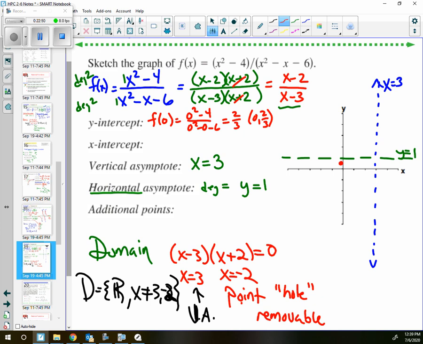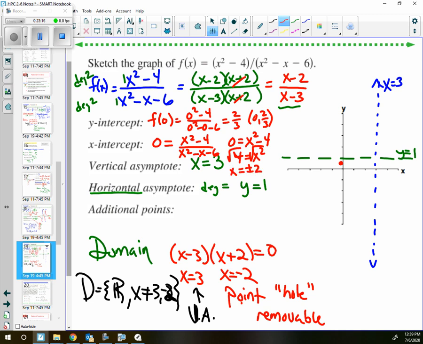Okay, let's see if we can find an x-intercept. That's solving this equation, setting 0 equal to the function, and then solving. Now remember, it doesn't really matter what your denominator is here, because you're going to multiply both sides by it first. So you're really just solving 0 equals x squared minus 4. You can move the 4 over and take the square root, or solve by factoring. Technically, you're going to get plus or minus 2.